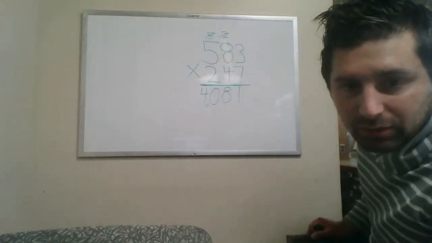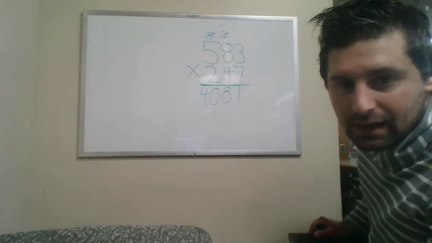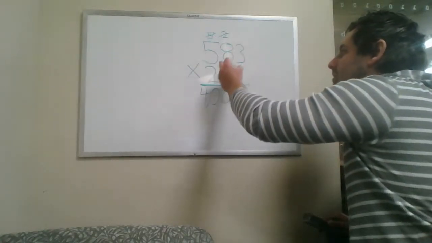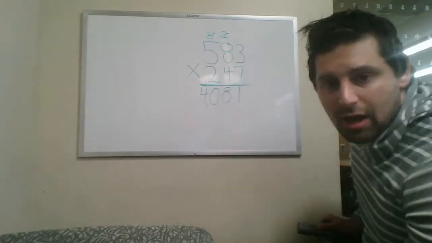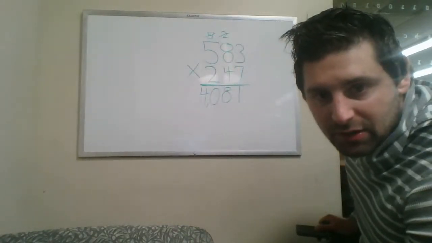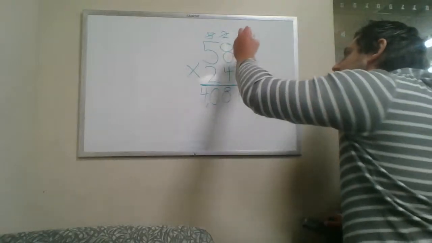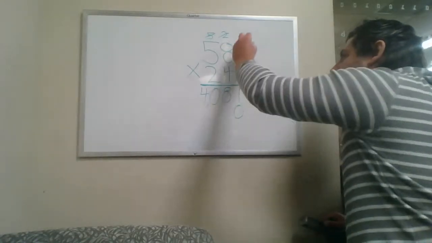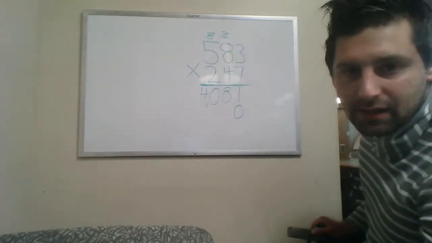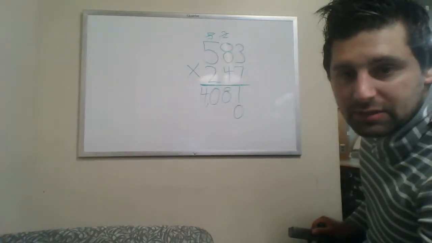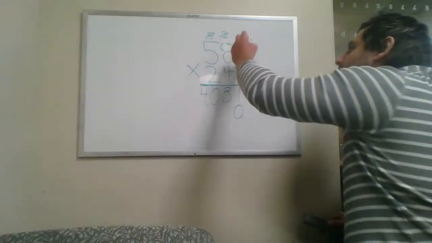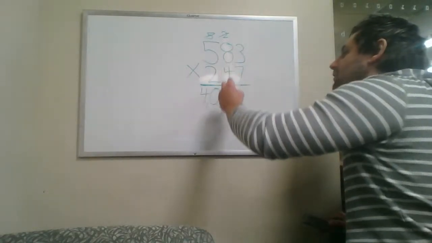So far we have multiplied 583 times 7. Now the next step, we have to multiply the top 3 numbers times the bottom digit in the tens place. But before we do that, we have to put a 0 in the ones place, because both digits in the ones place have already been multiplied. Remember to put that 0 in the ones place, because if you do not, it will throw the whole answer off.